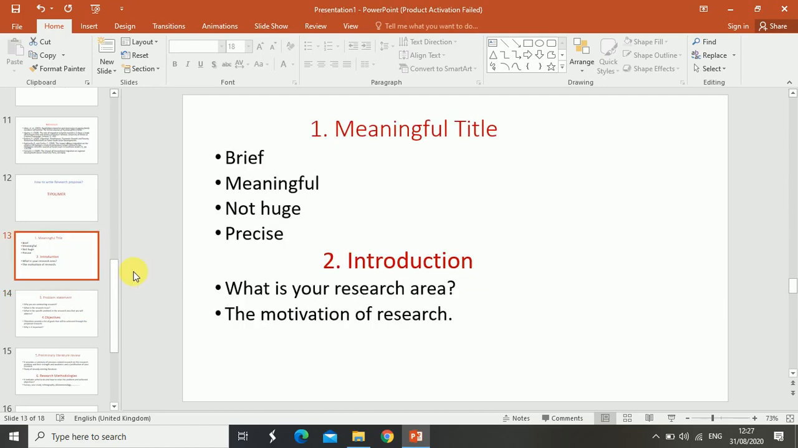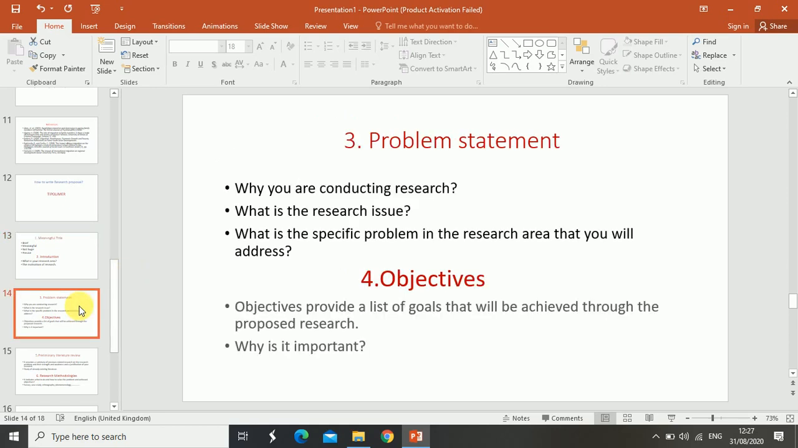First, you need to select a meaningful title. It should be brief and precise. Then we go through the introduction. This is where you state your research area, and you need to have the motivation that absolutely helps you to complete your research. Similarly, you can go to the problem statement. Why are you conducting research? What is the research issue? What is the specific problem in the research area that you will address?